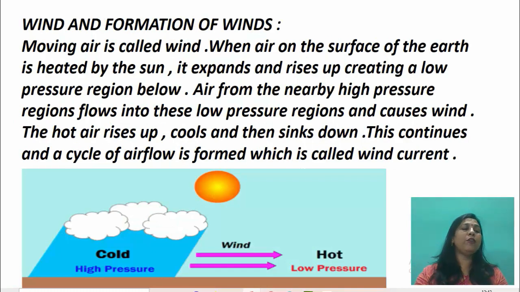Now, wind and formation of winds. What is wind? Wind is moving air, as we have studied in our earlier classes. This is how these winds are formed, because of the uneven heating of land. When air on the surface of the earth is heated by the sun, it expands and rises up, creating a low pressure region below. When the sun shines and whenever the sun rays fall, that area gets heated up.